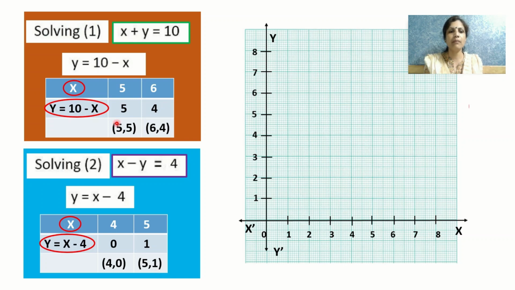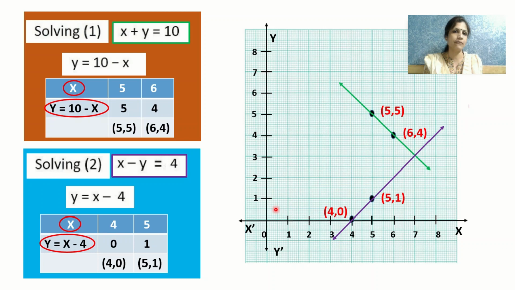Looking at the first table, our first point is 5, 5. So 5 is x coordinate and 5 is y coordinate, so the point will come here. Then we have 6, 4. You will plot it like this and then draw a line passing through these 2 points. Considering the second table, we have the coordinates 4, 0, which will come here, and 5, 1, which will come here, and a line passing through these 2 points, it will be this.